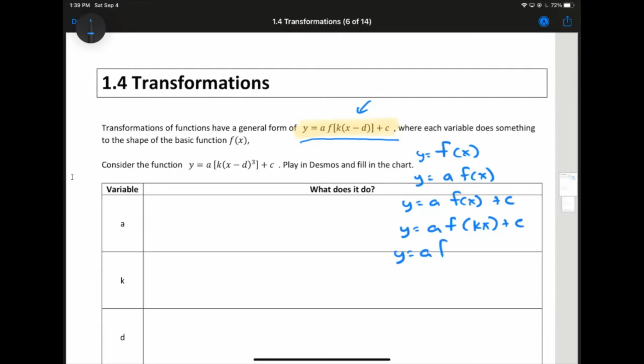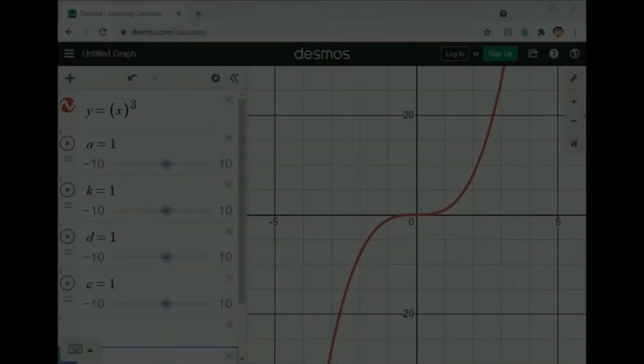And just to be technical, use a square bracket there, it should be k x minus d, plus c. And the order on that matters, and we'll see later how that actually plays out. But those four variables, a, k, d, and c, all have an effect on the transformation of the graph. Probably you know what most of those are just from previous years' work.